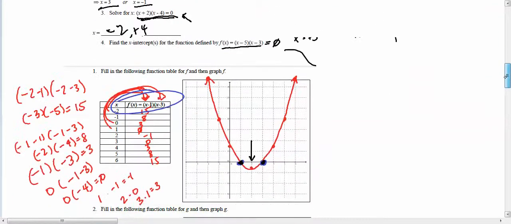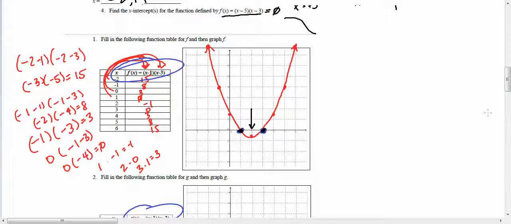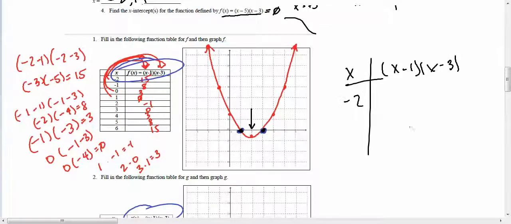All right. Now here's what I want to do. Do you guys remember making tables? It's very easy and very tedious and a pain in the butt. All I did over here on the left-hand side is make a table with the function I want to plug in: x minus 1 times x minus 3. If the value of x were negative 2, I take negative 2 and plug it in for x. So that would be negative 2 minus 1 times negative 2 minus 3. Negative 2 minus 1 is negative 3, times negative 2 minus 3, which is negative 5.